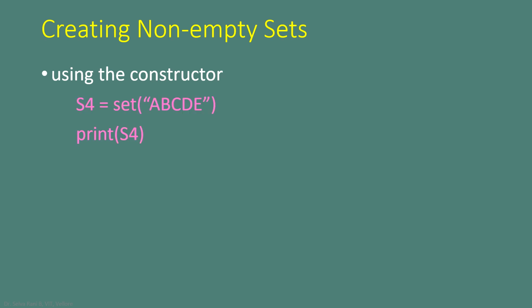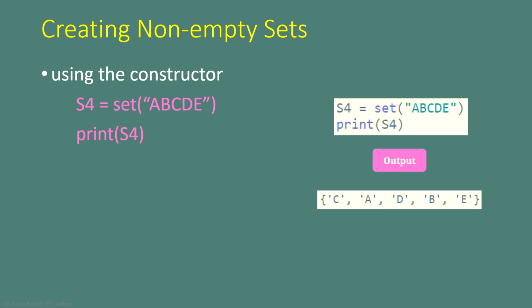To the set constructor, if we are giving a string as input like A, B, C, D, E, then every element will be taken from the string individually and it will be added as an element in the set. If we display S4, the output would be C, A, D, B, E. We had seen already a set is a structure which is used to store an unordered collection of items. We may not predict how it is stored, C in the first position or E in the last position.